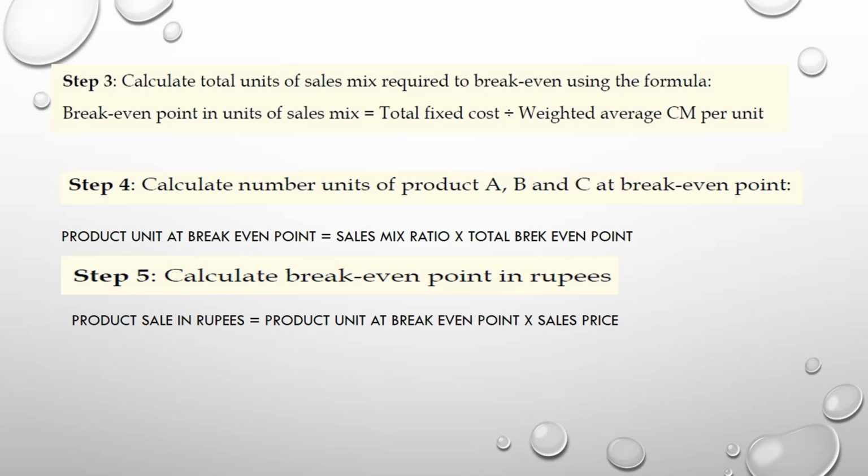Step 4, we calculate each product's BEP. For that, total break-even point into the sales mix of each product. Then the fifth step, we calculate the BEP in rupees: product-wise BEP into selling price.